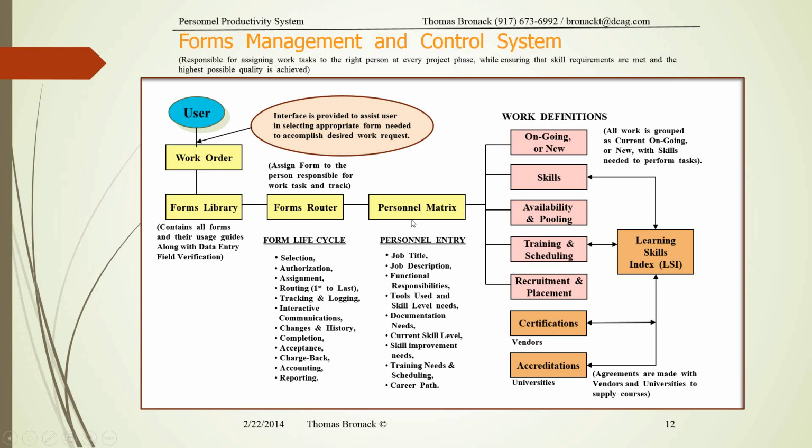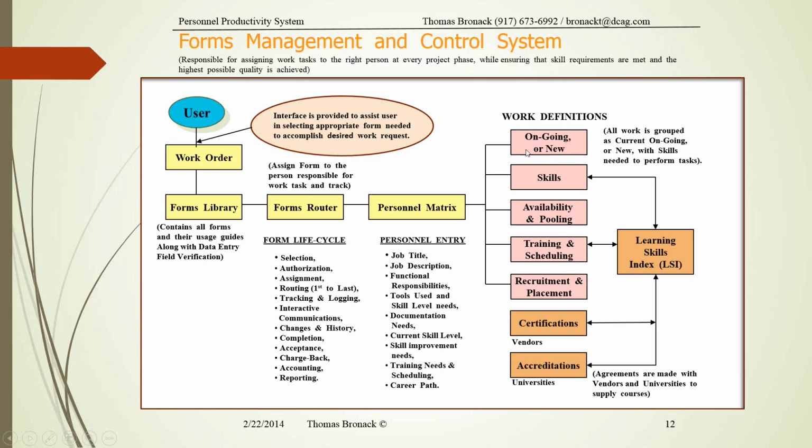Personnel are selected from a personnel matrix. These people will be assigned to do the work. There's a job title, job description, their functional responsibilities, the tools they use and how well they know it, the skill level associated with it, what their documentation needs are, what their current skill level is, what self-improvement needs they have to achieve their career path goals, and what kind of training can we provide to them to help them get their career path goal.